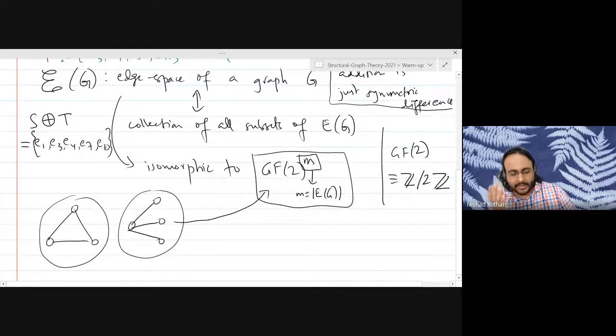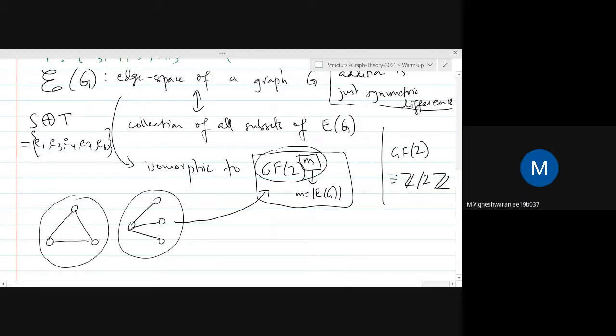All we are doing is taking this particular space, GF2 to the M, and associating each component with a specific edge of the graph in consideration. Does that make sense?